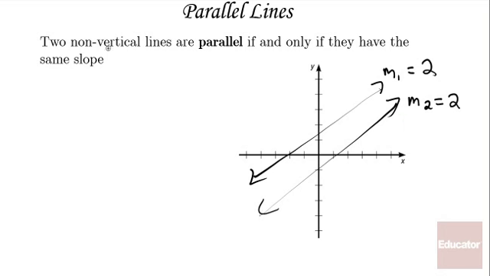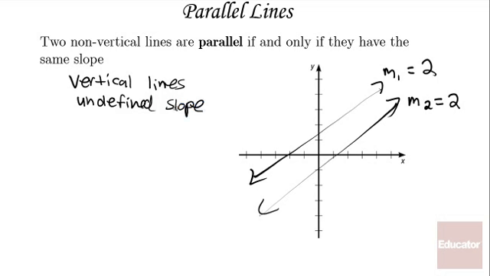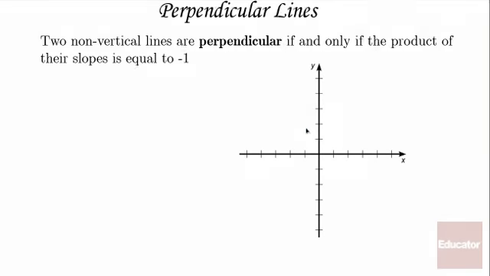Notice that it says two non-vertical lines. The reason for this is you may recall that vertical lines have a slope that is undefined. Therefore, it wouldn't make sense to say that two vertical lines have the same slope because their slope is undefined. Now, are two vertical lines parallel? Yes. However, they're not covered under this description here. They're handled as a separate case. So, talking about non-vertical lines, they are parallel if and only if they have the same slope.